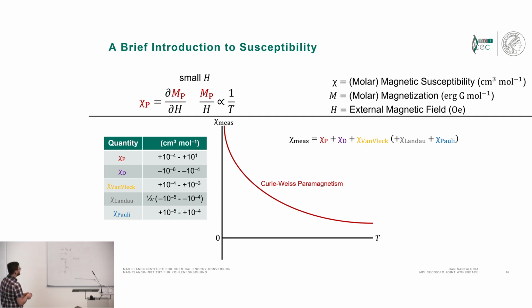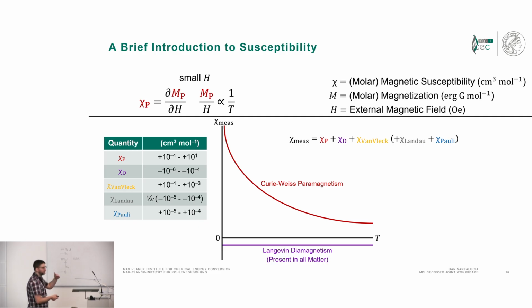There are other contributions. There's this Langevin diamagnetism that's present in all matter, as I mentioned. That has a negative contribution because it has the opposite sign, right? It has this opposite effect of paramagnetism. And it tends to be quite a bit weaker. So if I compare Curie-Weiss paramagnetism and diamagnetism, you'll see that it's a couple orders of magnitude smaller compared to the bottom of the typical range of paramagnetic susceptibility. This depends on temperature, of course, so it's a little bit hard to compare exactly. But you'll notice that this is a temperature-independent term, okay?